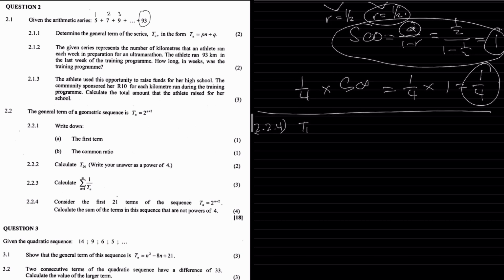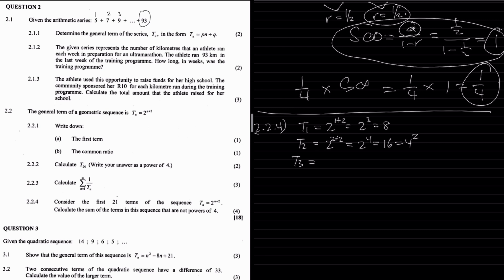So let's see, term 1, that's going to be 2 to the power 1 plus 2. That's going to be 2 to the power of 3, which is 8. That is not a power of 4. T2, that's going to be 2 to the power 2 plus 2. That's going to be 2 to the power of 4, which is 16. That is a power of 4. That's actually 4 squared.